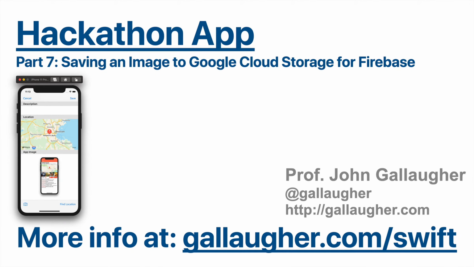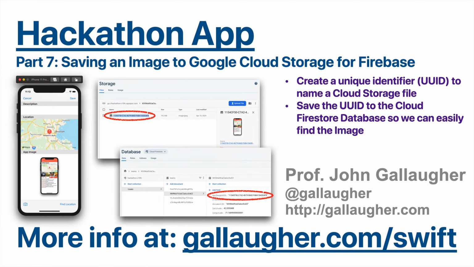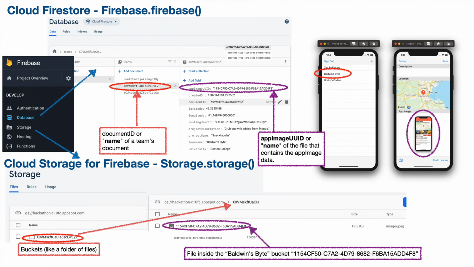Swifters, dig if you will the picture that's about to be saved to cloud storage for Firebase. In part 7 of the Hackathon app, we're going to learn how to save an image to Firebase storage. We're going to create a unique identifier, a UUID, to name a cloud storage file. Then we'll save the UUID to the Cloud Firestore database so that we can easily find this image in our storage. Let's code.